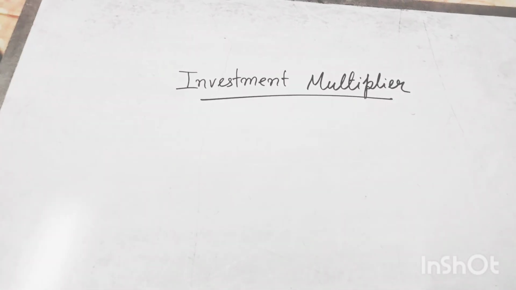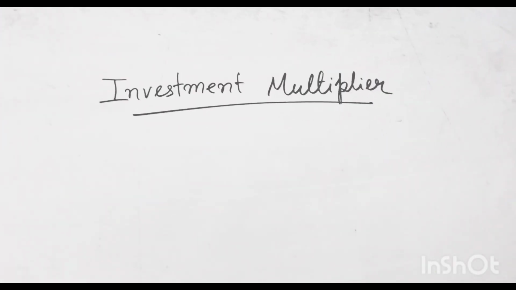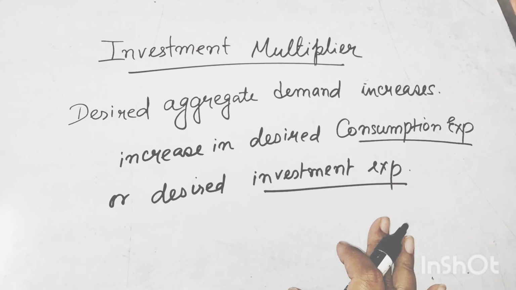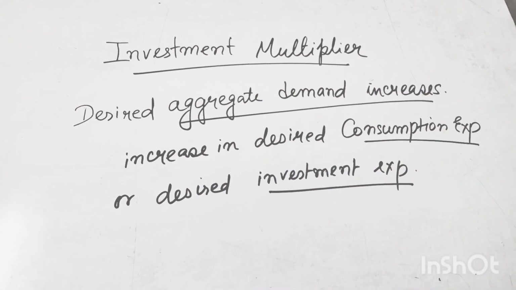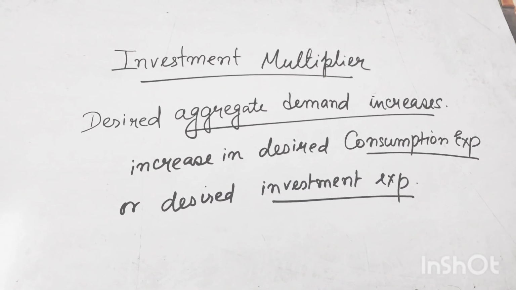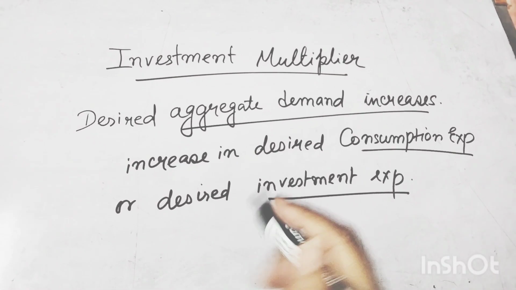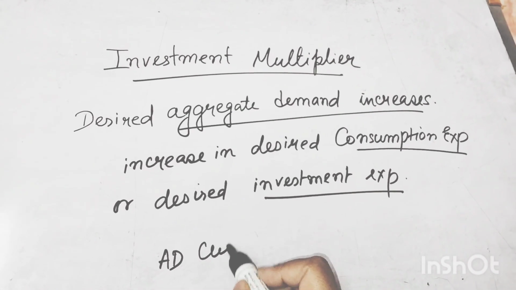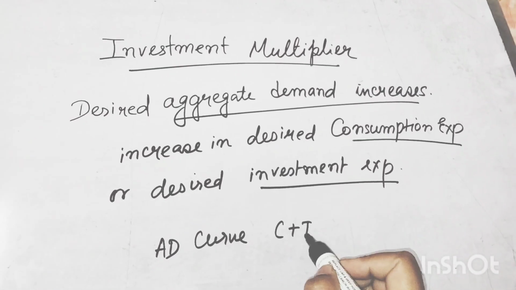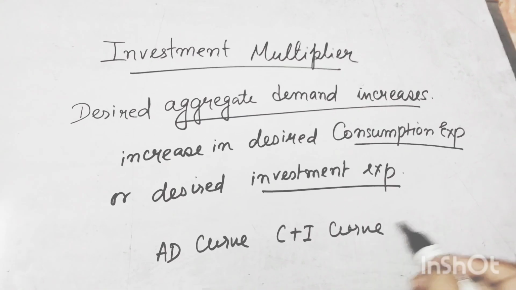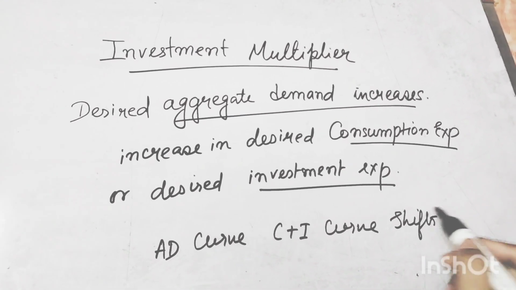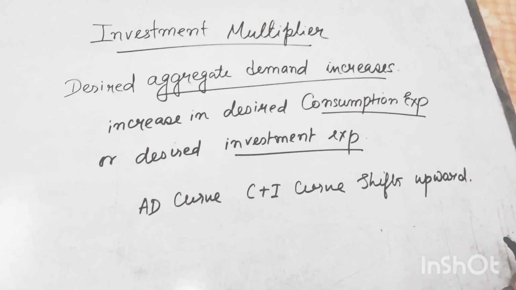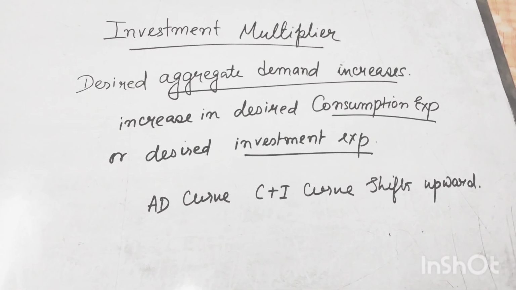What is the meaning of this word investment multiplier? See, due to the increase in investment expenditure, your aggregate demand increases. Then what will happen when your aggregate demand increases? That means your aggregate demand curve, or we can say C plus I curve, shifts upward. If your aggregate demand increases, then the curve will shift upward.